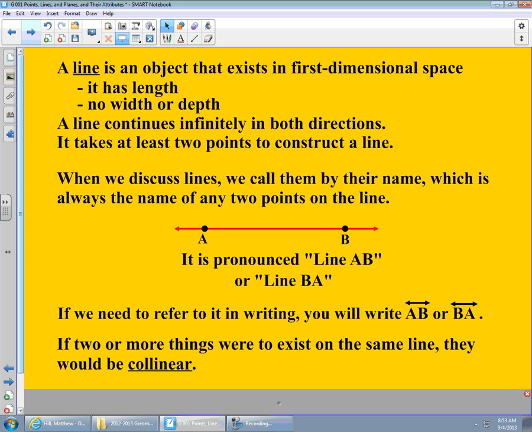Another definition on here, just something extra. If 2 or more things were to exist on the same line, they are what we refer to as collinear. Okay, tough word to pronounce there, but collinear is the correct way.